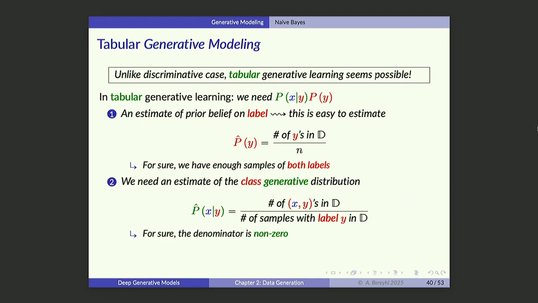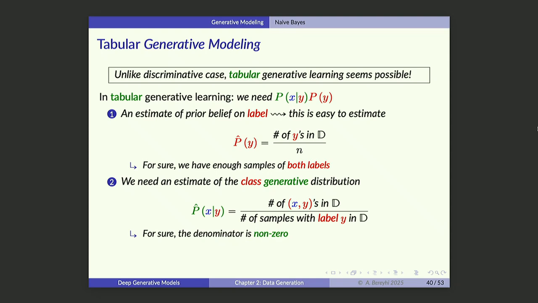You look into your data set D and see how many of them are x and y together: exactly the x you are looking for, given exactly the label you are trying to find the chance for, divided by the number of samples that have label y. So if I think of y being 1, I take all samples with label 1 and see how many of them are exactly x. Everybody's clear?